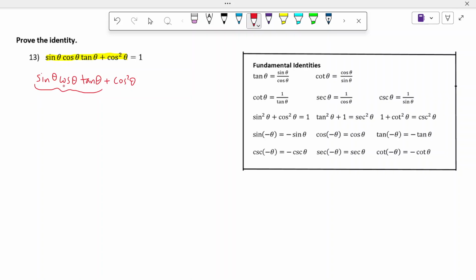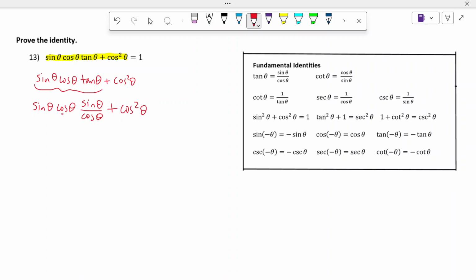Another main strategy is to turn everything into sines and cosines. This is mostly sines and cosines except for tangent. So I'm going to leave the sine alone and leave the cosine alone, but I'm going to turn this tangent into a sine over cosine. We should have that memorized, but if you forgot, it's right here. Tangent is equal to sine over cosine. Plus, we have this piece that we left alone. Again, our goal is to turn this into 1.